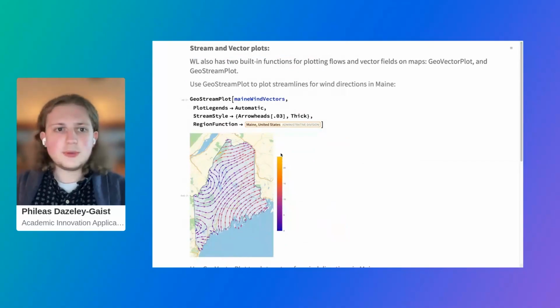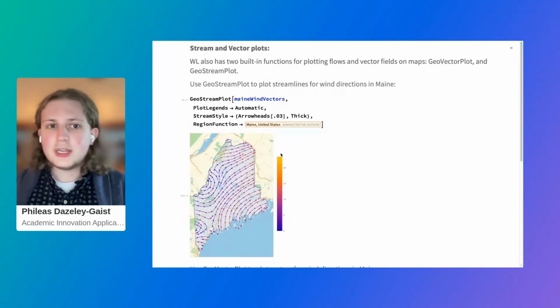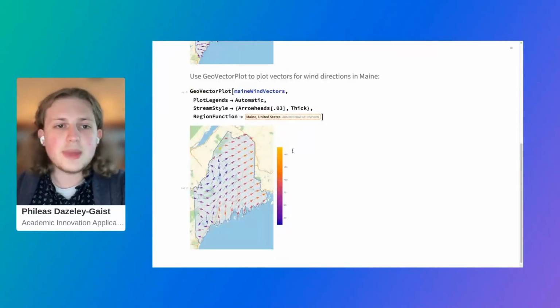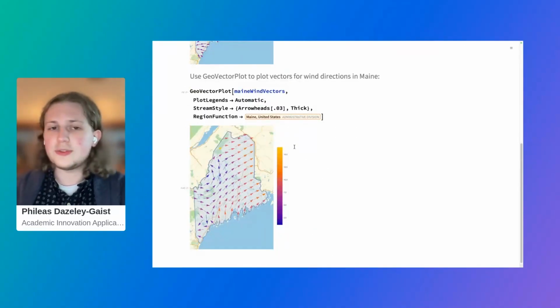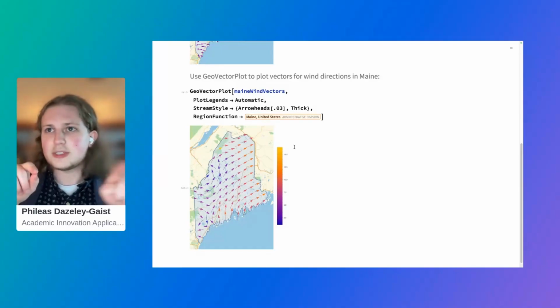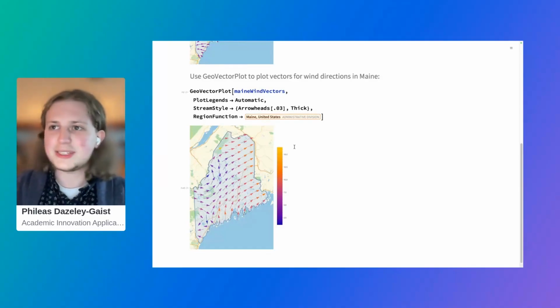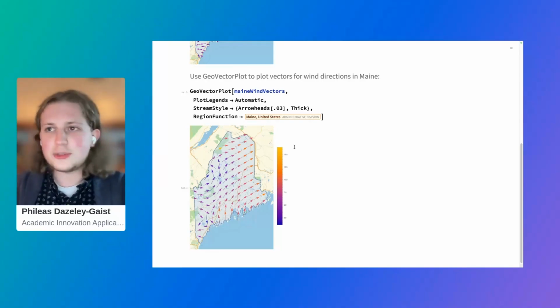I've shown you an example already of using GeoStreamPlot, so you've seen some of the syntax there. I just want to mention that you can use the same syntax to make a GeoVectorPlot if you don't want to have this nice, interesting stream interpolation. For some applications, it might be distracting from what you're actually trying to say or show.